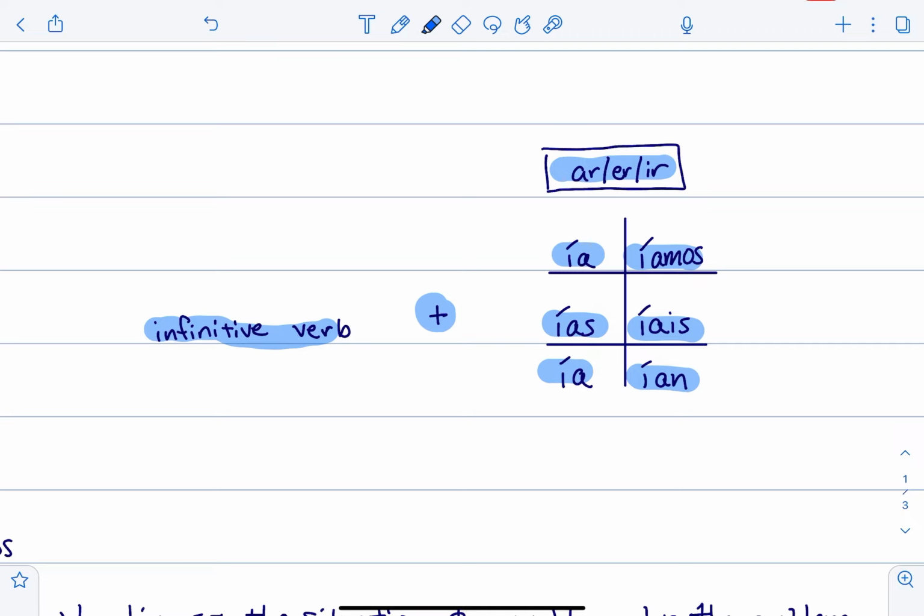So you form the conditional by writing the infinitive verb. Remember that the infinitive verb is when you don't conjugate the verb. You leave it alone where it's still in its AR, ER, or IR form. So you add on these endings to the infinitive verb.